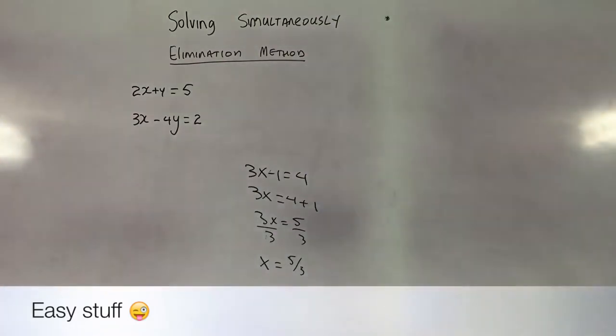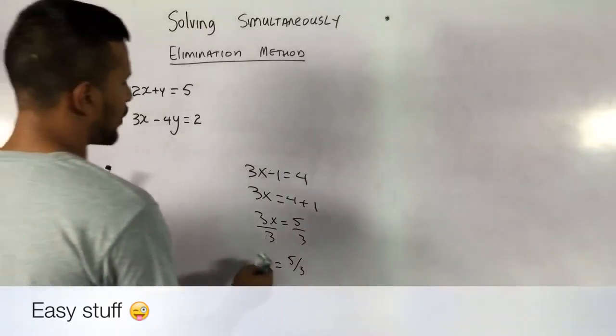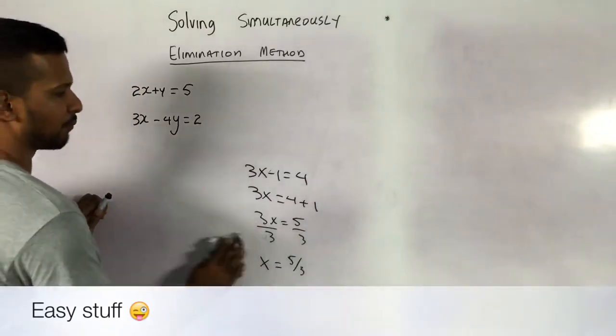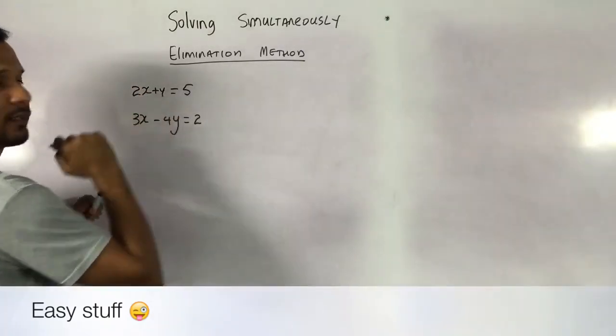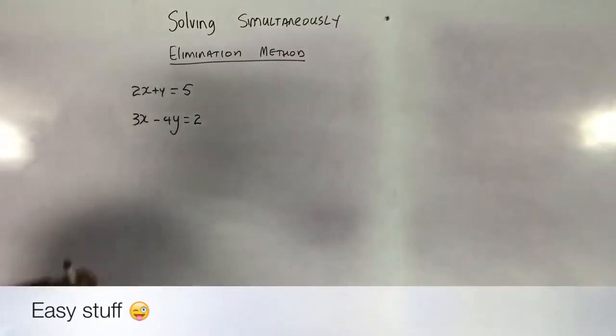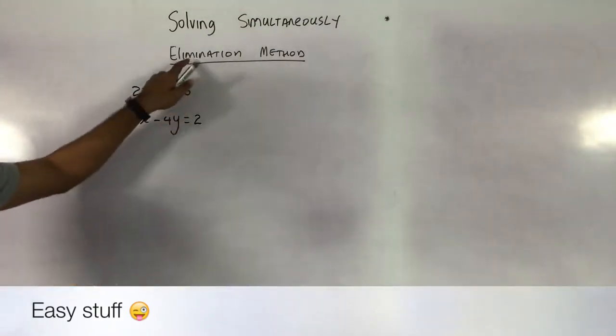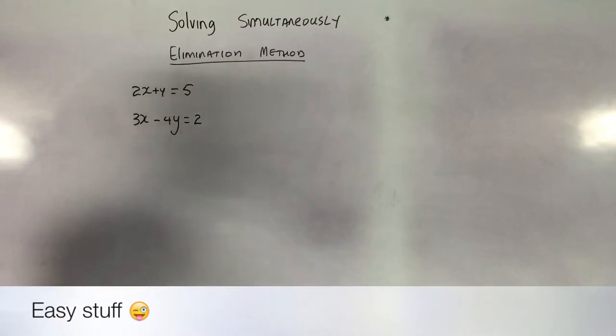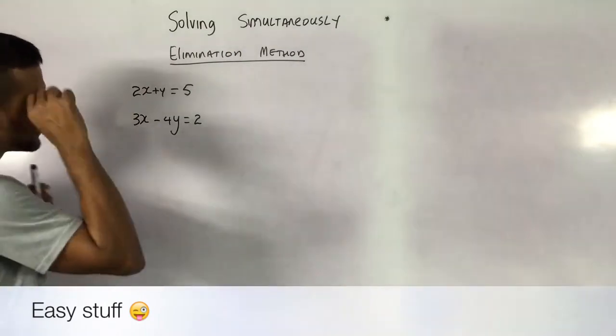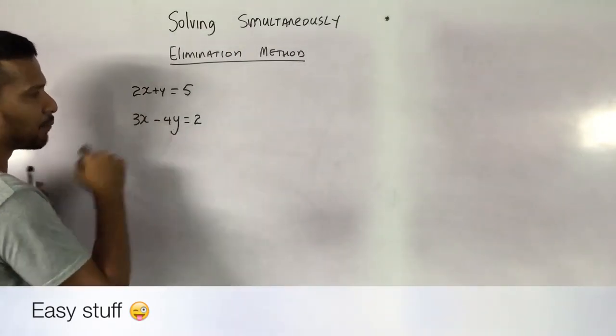Problem now develops when we have equations with an extra variable, y. So these equations have x and y in it. So the objective is to eliminate one of the variables, eliminate x or y. So how do we do that? It's very simple. All we need to do is to make these values the same.